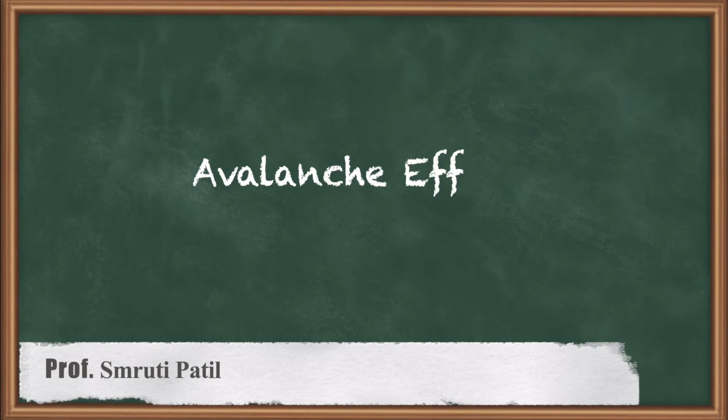Hello friends, welcome to the next lecture of Avalanche Effect. In the previous lecture of DES algorithm, we have discussed what the basic principles of block cipher are, what a Feistel structure is, how that Feistel structure helps in the substitution and permutation process, and how that particular Feistel structure is used by the rest of the block cipher algorithms for performing the encryption and decryption process.